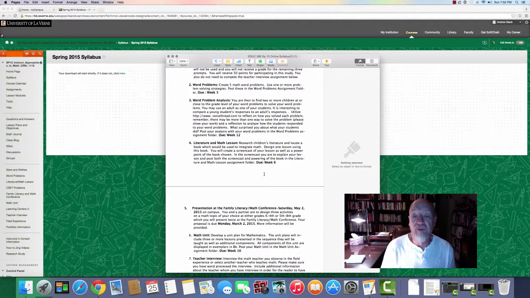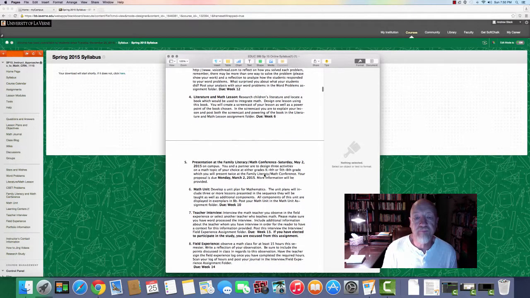Now, you will design one lesson using this book, and then you're going to create a screencast of your lesson. It could be a Jing, it could be a Snagit, Screencast-O-Matic, you can use any of those. Then you're going to explain your lesson, and you're going to post both the screencast and the PowerPoint of the book in the literature and math lesson assignment folder. This is due week 6.